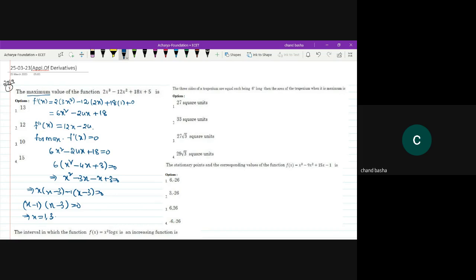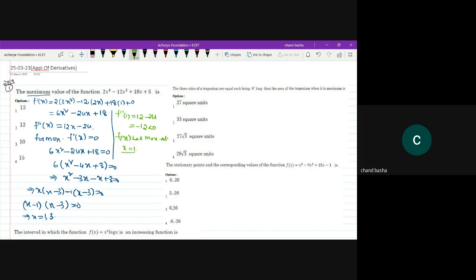Just finding the maximum value of the given function, let it be f double dash of x. Already we know f double dash of x must be less than 0. We'll check with f double dash of 1. That is equal to 12 minus 24. This is equal to minus 12, which is less than 0. Thus, f of x has a maximum at x is equal to 1.